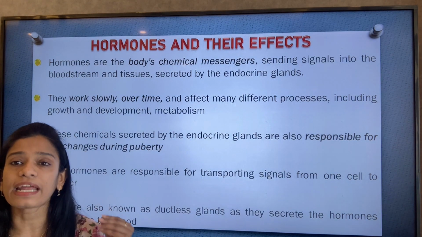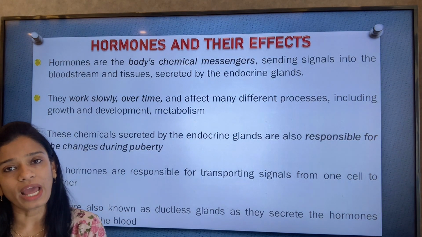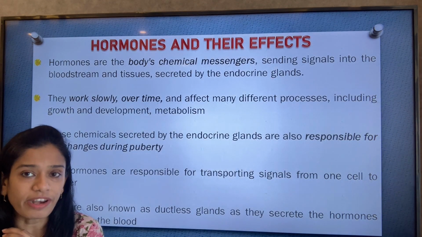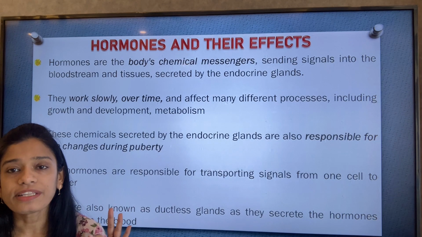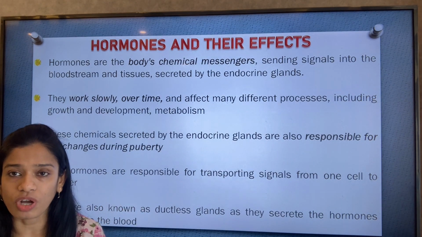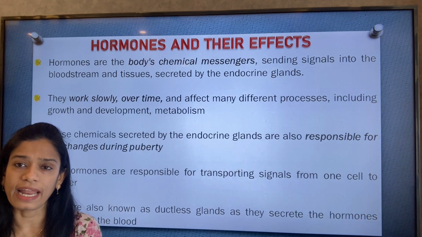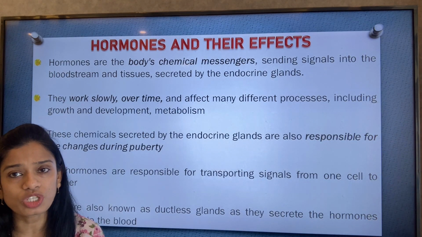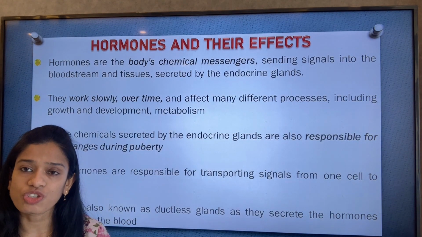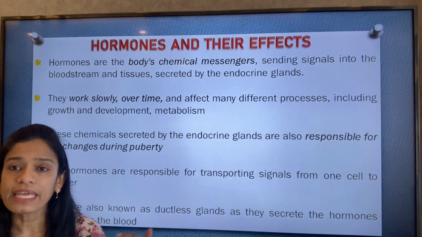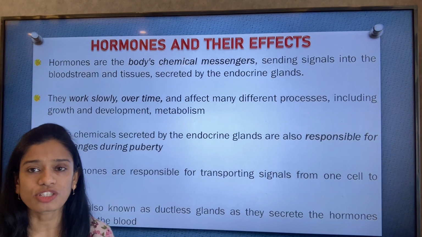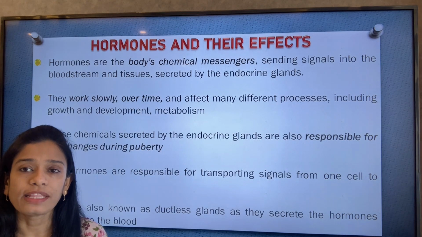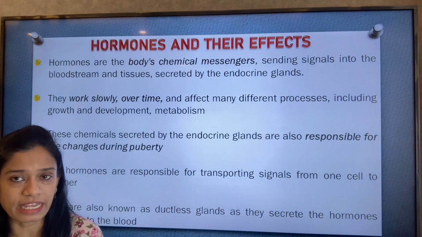They secrete it directly into the bloodstream, so they are known as the ductless glands. This is about the hormones, so they are very important. Together they are called the endocrine system or the endocrine glands. There are different glands secreting the hormones, out of which testosterone is secreted by the testes, and it is the male sex hormone, and progesterone and estrogen are secreted by the ovaries, and that is the female sex hormone.